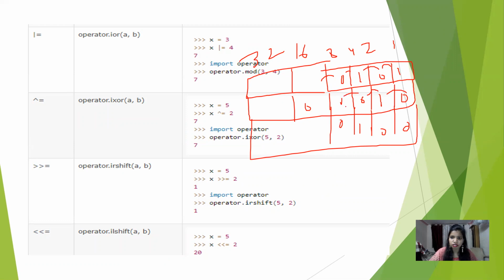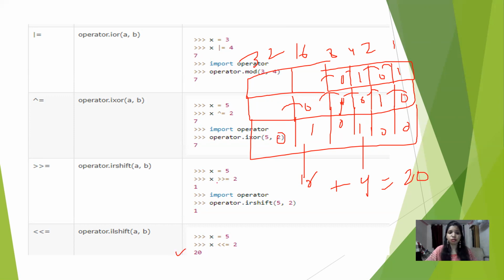And this, wait a minute, this is 0, 1, 0, 1, 1, 0. This 1 is shifted here, and this 0 is shifted here. Now, what is the final answer? 1, 2, 4. This is 4. 8, 16. This is 16. So 16 plus 4 is equal to 20. So after two left shifts, the number becomes 20.